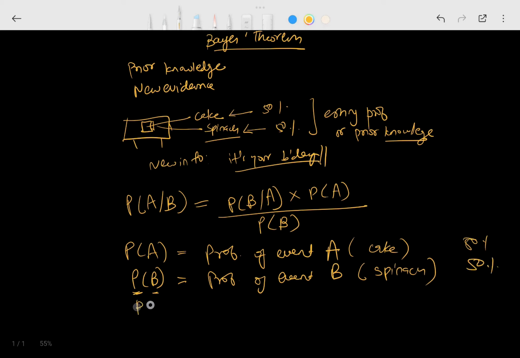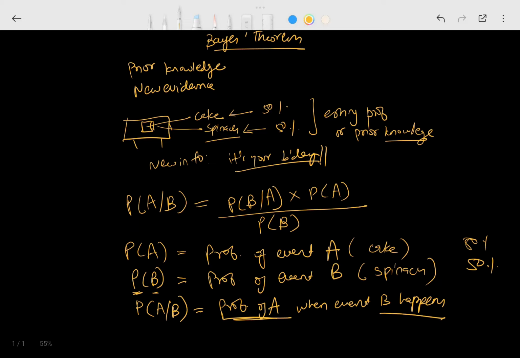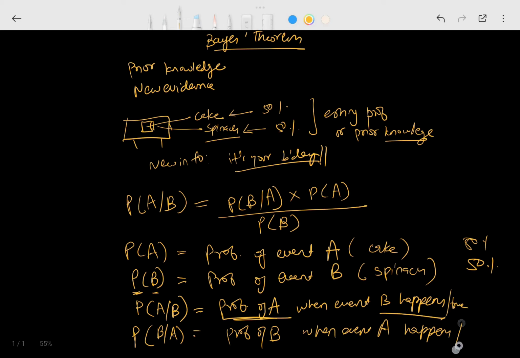Now, what is P(A|B)? What is the probability of A when event B happens? So what is the probability of A happening when B is true or when B happens? Because all of these are conditional. And similarly, what is the probability of event B happening when event A happens, or is true? Let's do an example and all of this will be crystal clear to you.